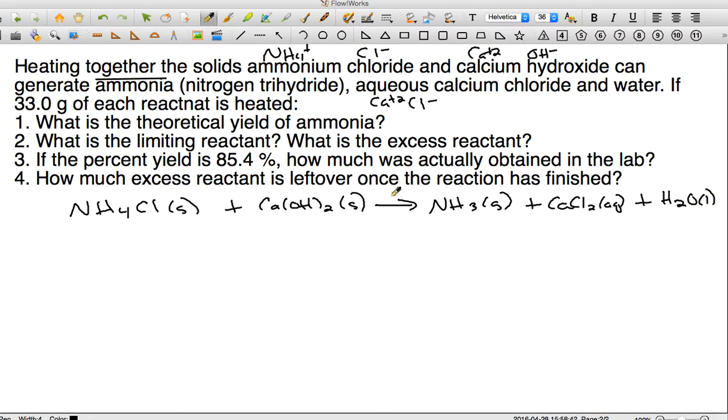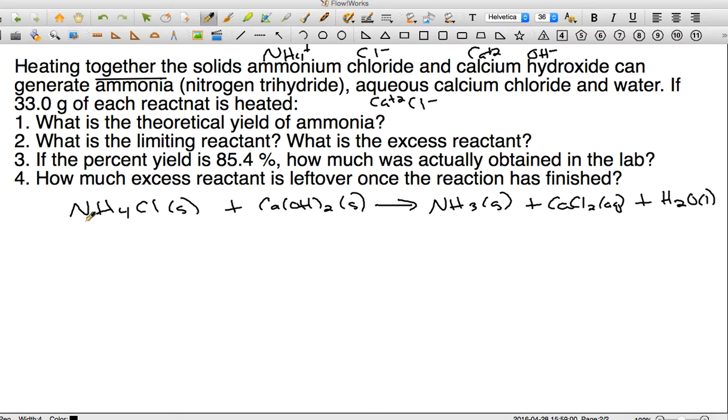And the reason this one is aqueous, coming from two solids, is that water is produced from this OH and the hydrogen over here, so the calcium chloride then forms a solution because it's in the water. So that's why, in case you were wondering, I got an aqueous when I didn't have aqueous over here. So now we have to go through and balance this.